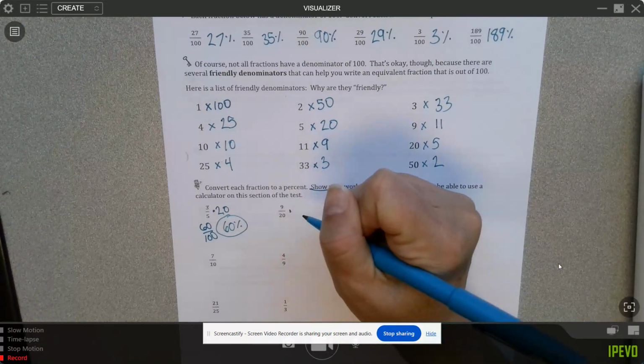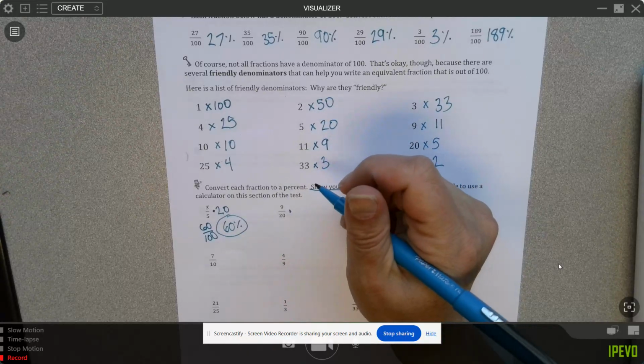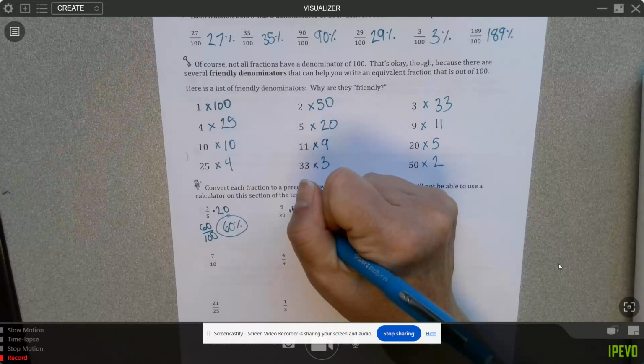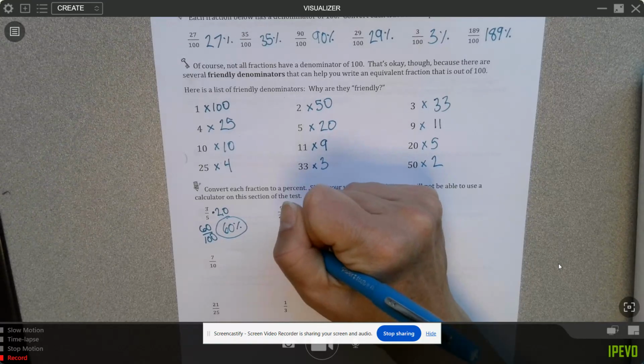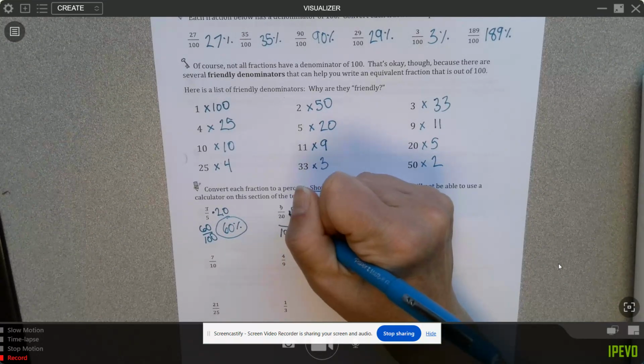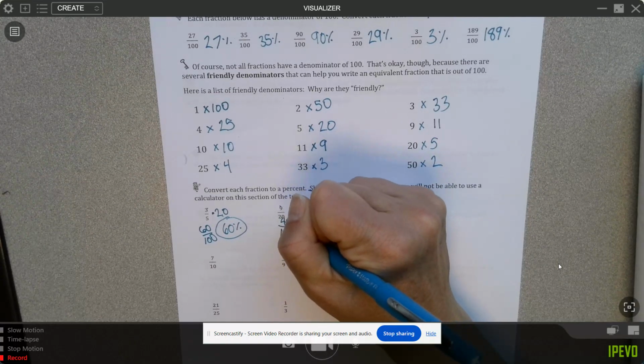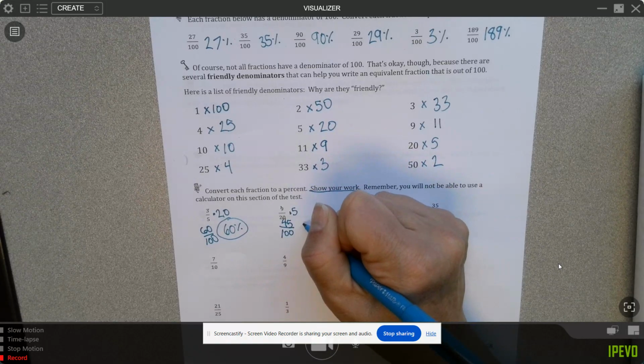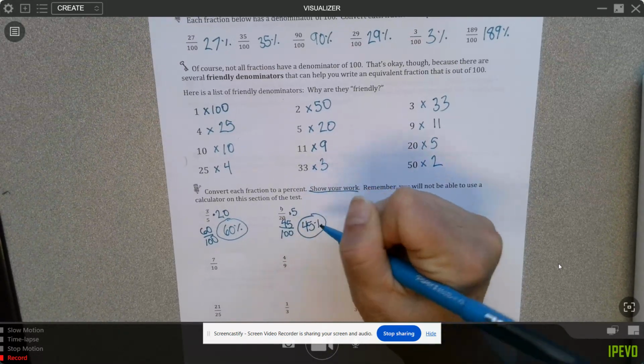9/20. What should I multiply by? Hadley? 5. By 5. 20 times 5 is that magic 100. 9 times 5 is 45. So what is my percentage? 45%. Make sure you put your percent sign.